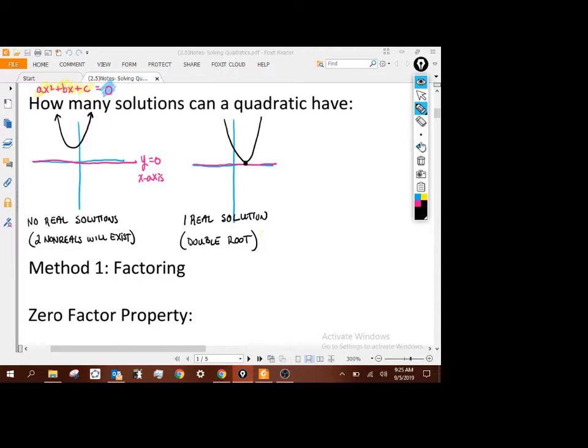And the last situation will be intersecting how many times? Twice. And these are the most common. Okay, so we get a solution there, and we get a solution from there. Okay, so we get two real solutions.